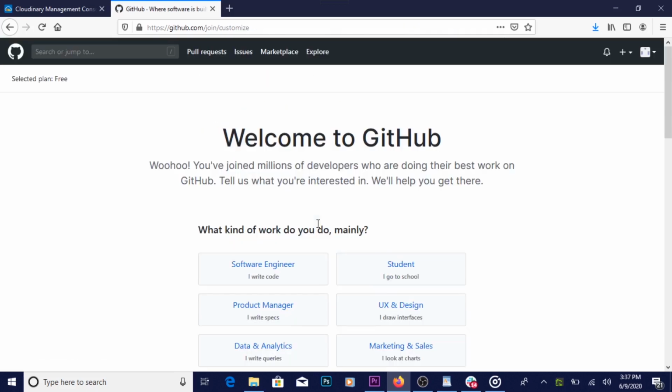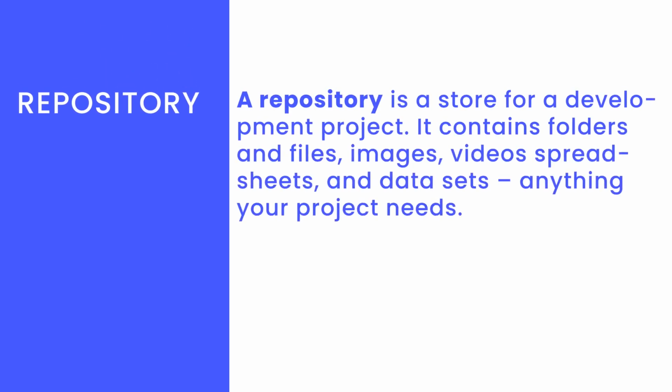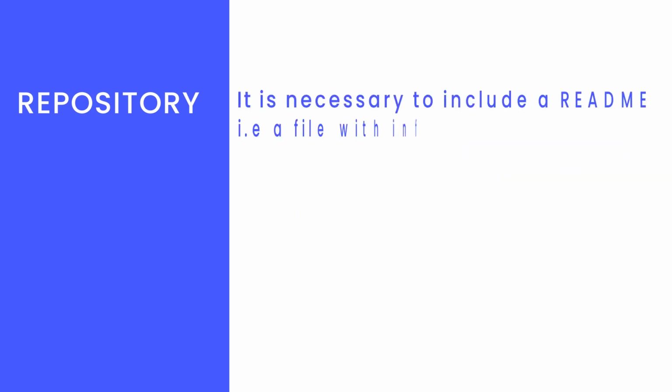When you do that, there are several things and icons on the platform. The first thing we need to look at for beginners is a repository. A repository is a store for a development project. It contains folders and files, images, video, spreadsheets, and data sets. Anything you need for your project.